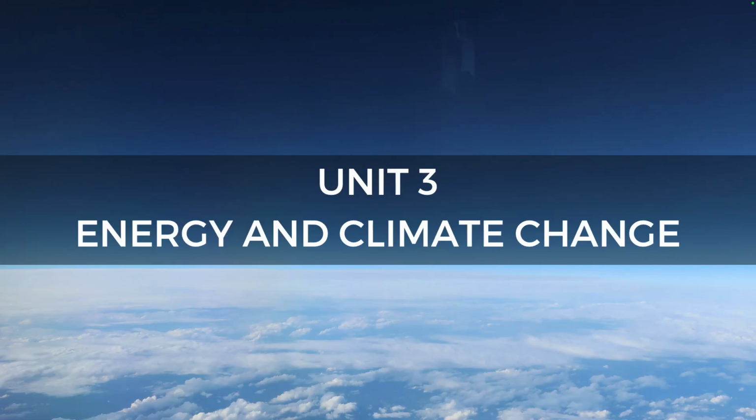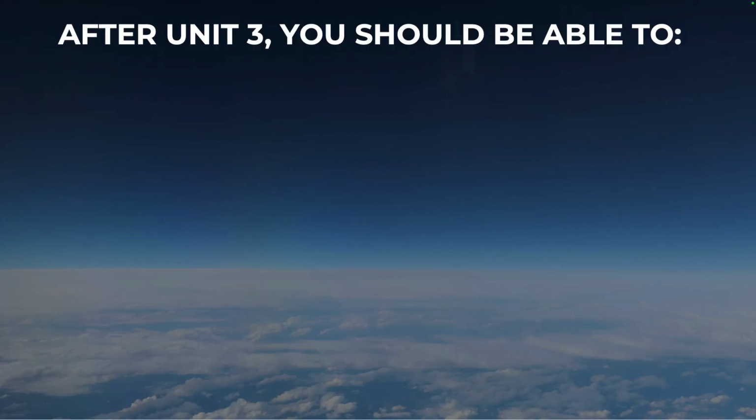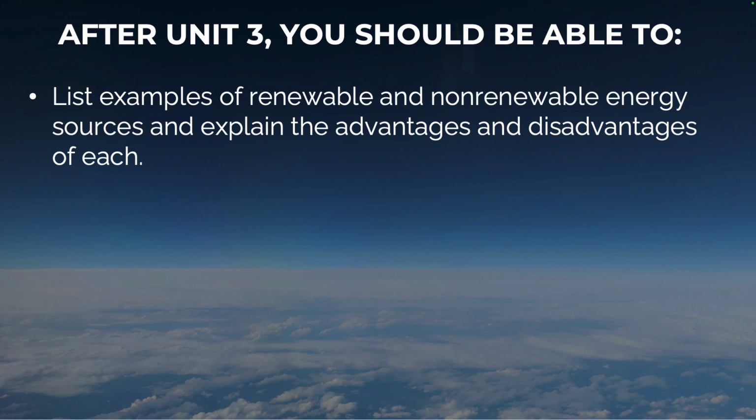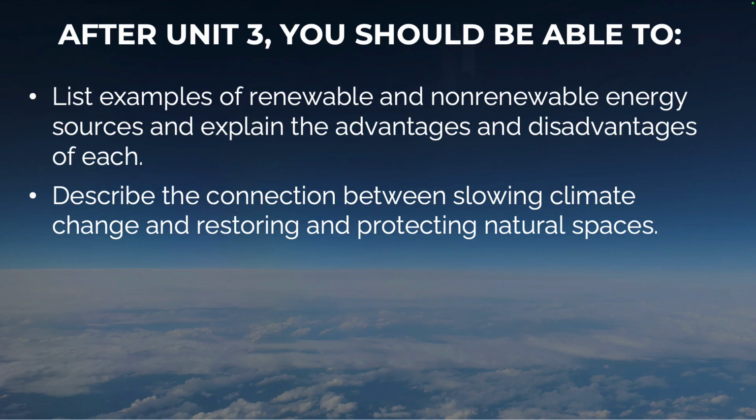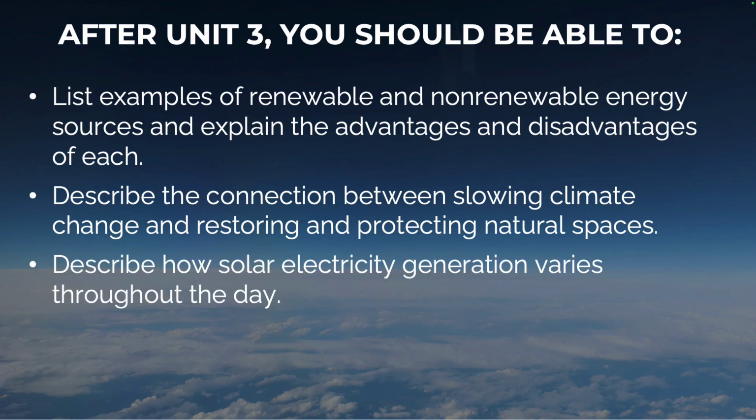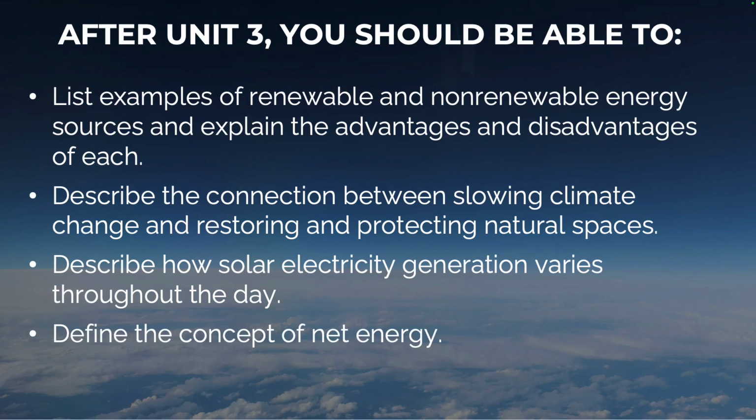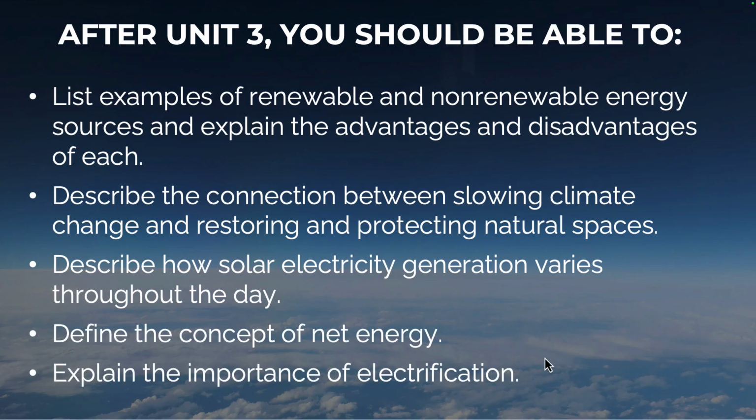This is Unit 3, Energy and Climate Change. After this unit, you should be able to list examples of renewable and non-renewable energy sources and explain the advantages and disadvantages of each. Describe the connection between slowing climate change and restoring and protecting natural spaces. Describe how solar electricity generation varies throughout the day. Define the concept of net energy. And explain the importance of electrification.